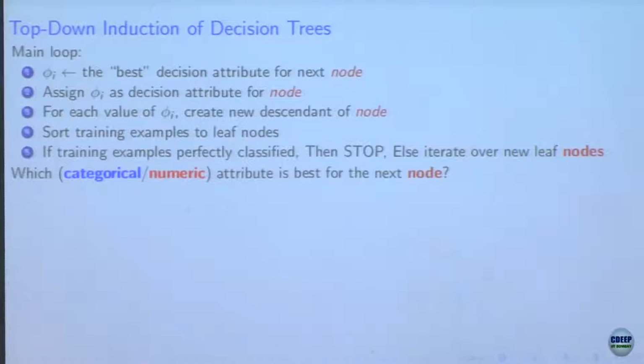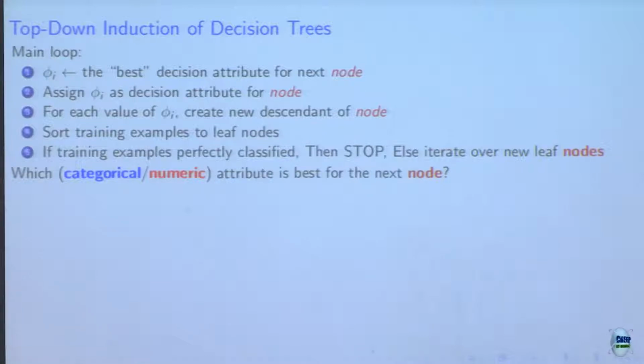Okay, so this is the basic idea, the top-down induction of decision trees. What you will do is pick in the main loop the phi I with the best decision attribute for the next node, and the best is what we need to qualify slightly. We'll discuss this. We saw two qualities that the best decision attribute should have. So there is one more that is pending.